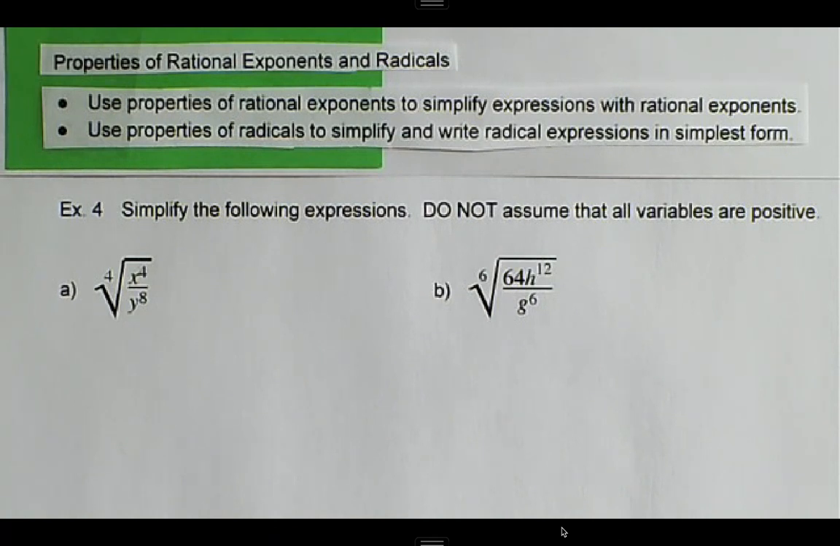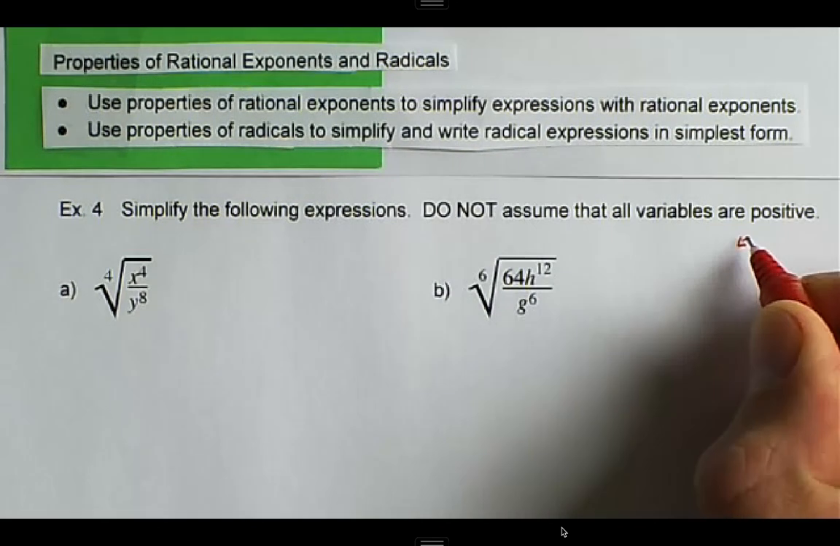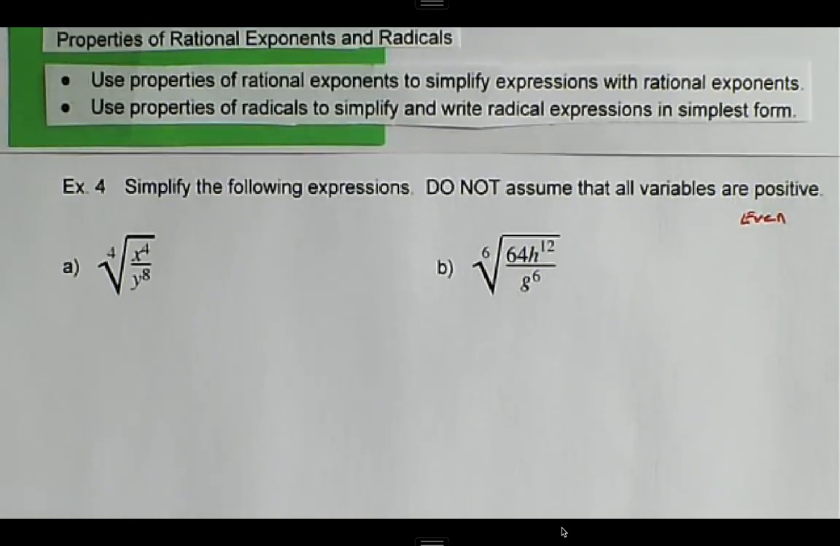We are talking about properties of rational exponents and radicals. And now we're going to take a look at simplifying the following expressions. We do not assume that the variables are positive. And in that case, anytime that we have an even radical, we need to make sure that we are considering both the positive and negative version of that. And we'll take a look a little bit more at that as we go.